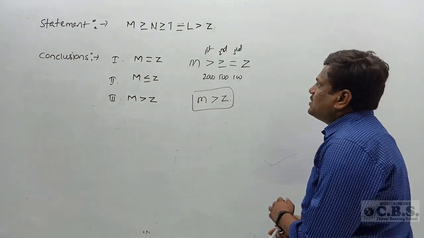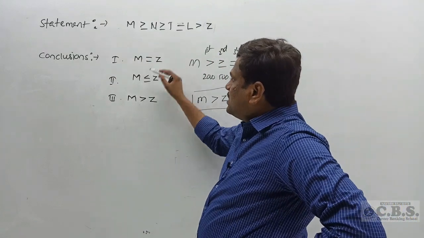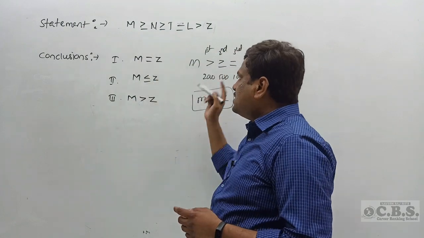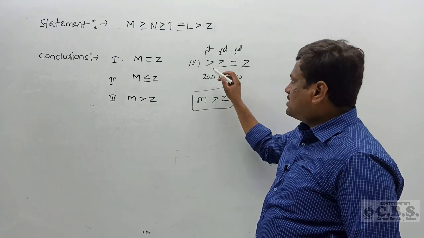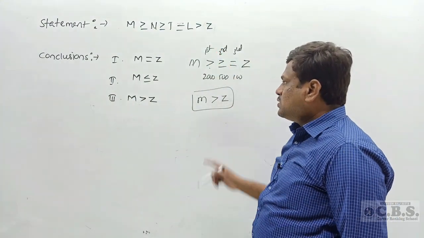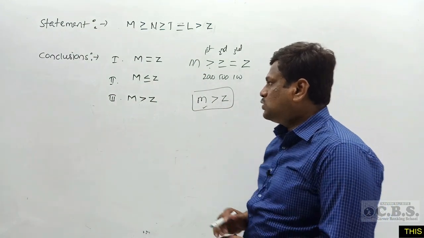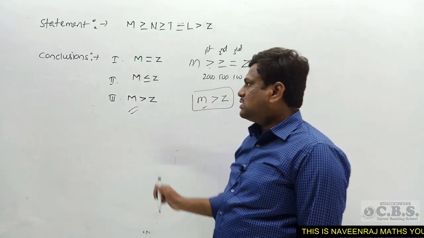As per the comparison of conclusion variables from the statement, M and Z both appear in the statement. How many symbols are between M and Z? There are three symbols: more than, more than or equal to, and equal to. As per the ranking system, which symbol logically follows? M more than Z logically follows, and the third conclusion is the right answer.